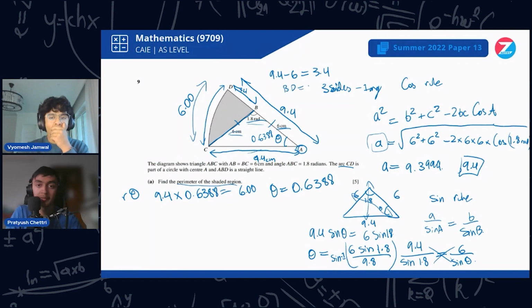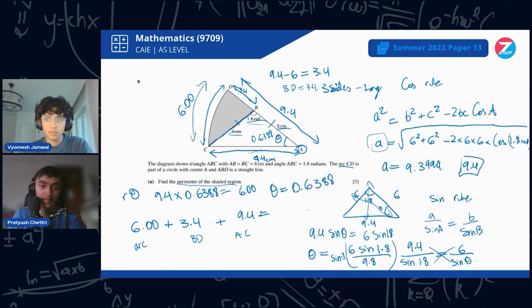BD is 3.4. So perimeter, I'm going to add all these lengths. So 6.00 arc length plus 3.4 BD arc and AC, which is 9.4. Comes out to a total of 6 plus 3.4 plus 9.4, 18.4 cm. Units are given, so you answer in cm, guys. Okay, that is what I have for this question.